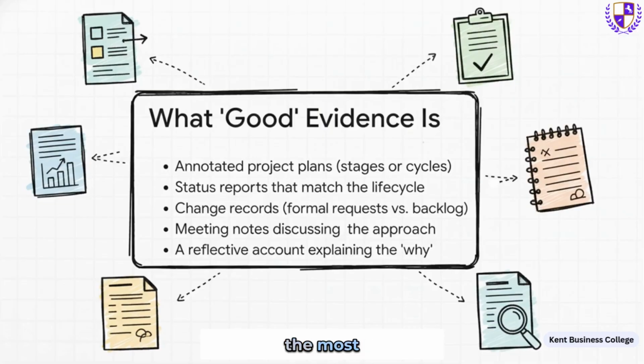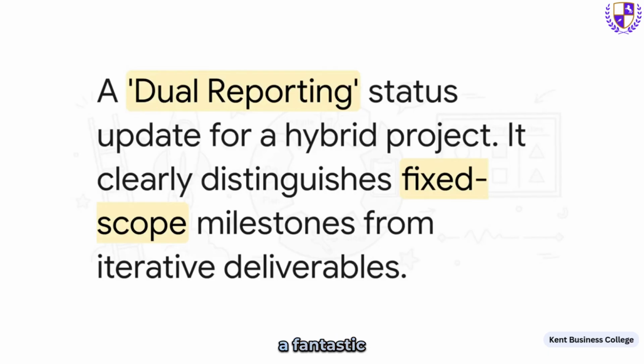But she says the most powerful piece of evidence, the real game changer, is a reflective account where you explain why you chose that life cycle. That's what shows you've gone from just knowing to truly understanding. Then Olivia shows her a fantastic example, a dual reporting status update from a hybrid project. It's so simple but so effective.